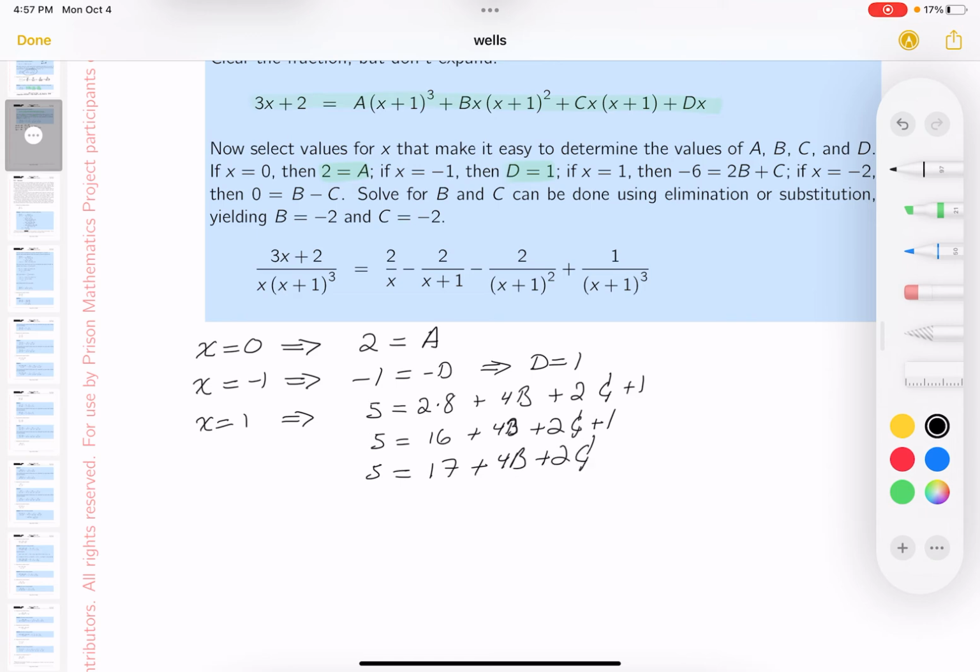Yeah, there's 2 unknowns. Take away 17 from both sides. What do you get? Let's see, you get minus 12 equals 4b plus 2c. I always say the more work you do, the more likely mistakes are going to happen. I'm going to divide by 2, though. You get minus 6 equals 2b plus c. I still don't know what b and c are.